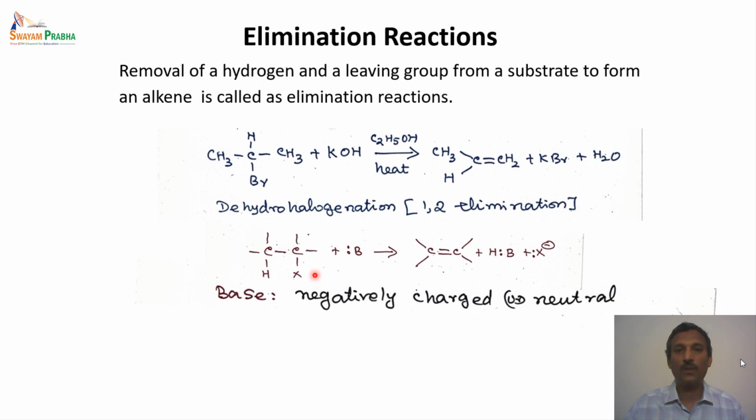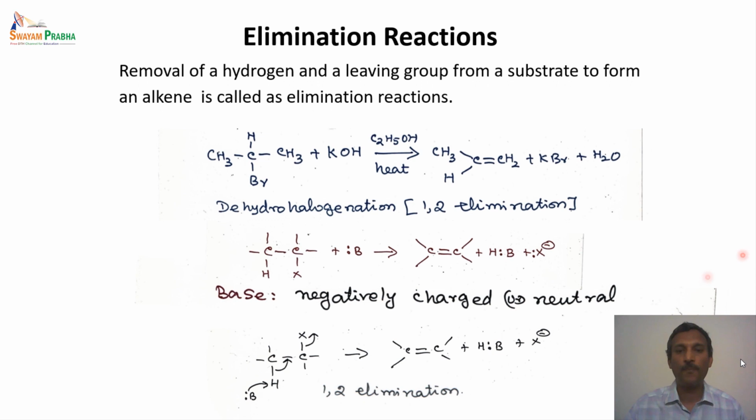The base whatever we can use in this reaction may be a negatively charged one or a neutral one, and this is how the whole process takes place. The base first abstracts the proton, then the bonded electron is shifted between carbon and carbon, and the halogen takes away its bonding electron. So we end up with the alkene and Hb and X minus.